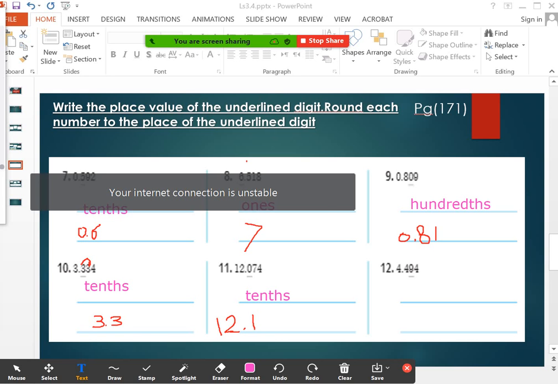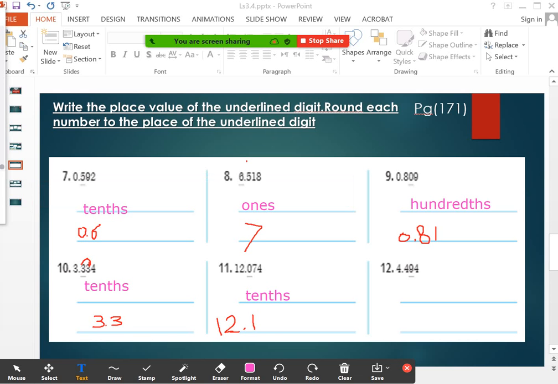Okay, let's continue now with, okay, I will choose yes, Larissa. Open your mic and I want you to give me the place value of the underlined digit.